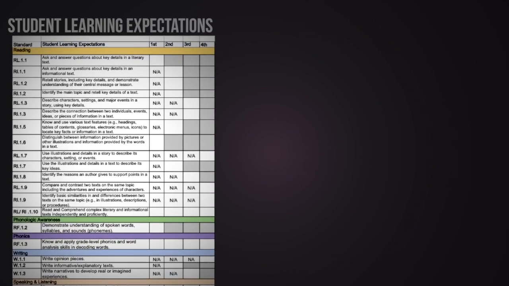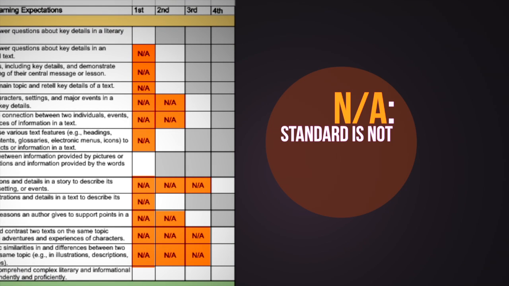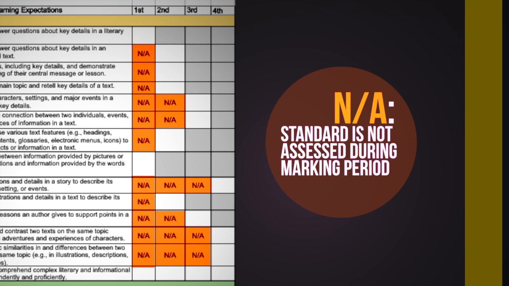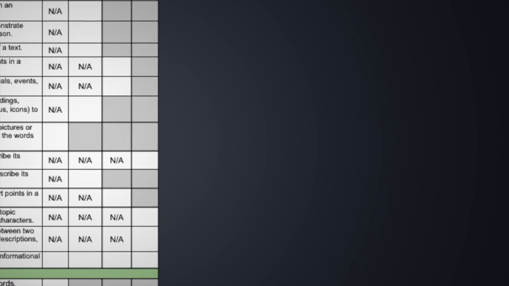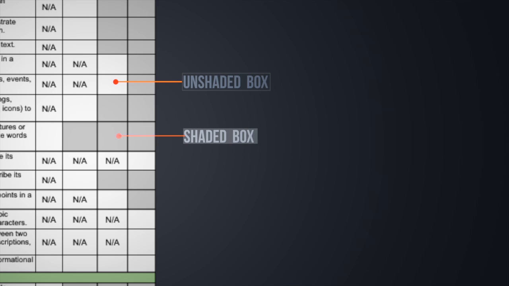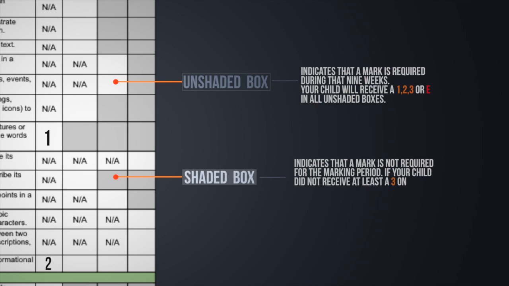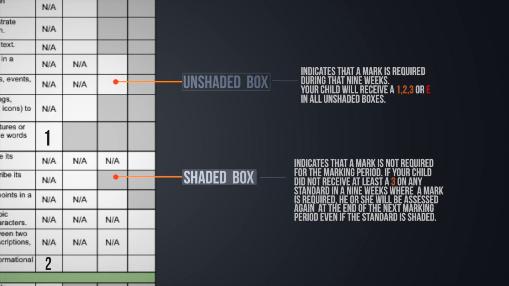If you see NA in a box on the report card, that means that this standard is not assessed during this marking period. When you look at the report card, you see shaded and unshaded boxes. Unshaded boxes indicate that a mark is required during that 9 weeks. Your child will receive a 1, 2, 3, or E in all of the unshaded boxes in each 9 weeks. A shaded box indicates that a mark is not required for that marking period.